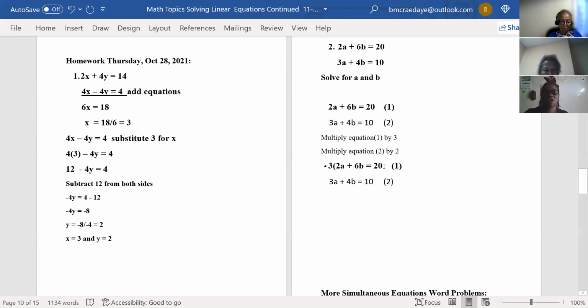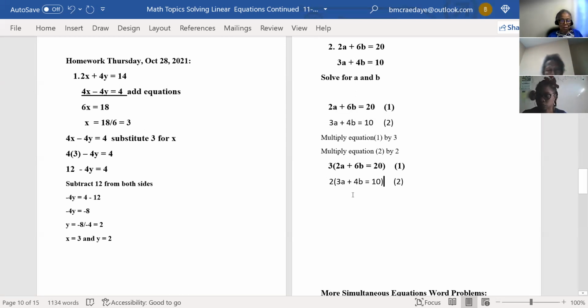Okay. Put the whole thing in parentheses, because you multiply the right and the left side. And then this one, put a 2. Now you can subtract out the 6A.